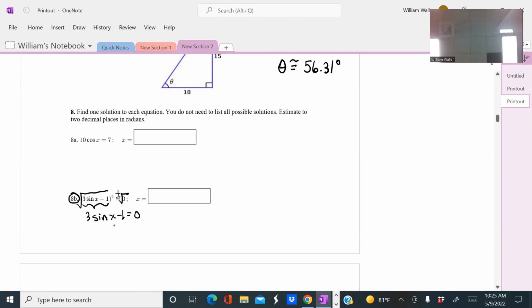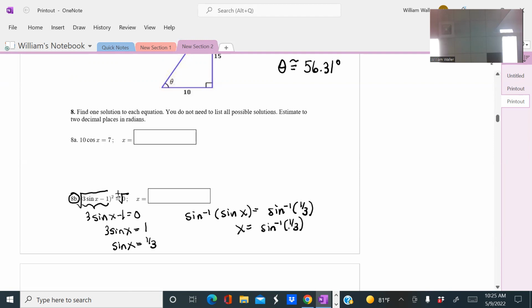Now we continue here. We have 3 sine of x is equal to 1. I'm going to bring the 1 to the right hand side and divide by 3. So now I have sine of x is equal to 1/3. And now finally I'm in a position to apply the inverse sine. So I have sine inverse of sine of x is equal to sine inverse of 1/3, and so we have x is equal to sine inverse of 1/3.